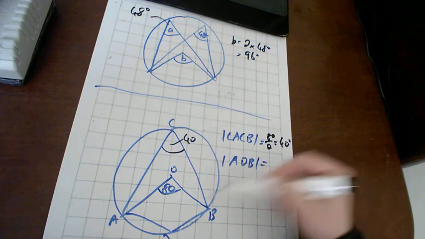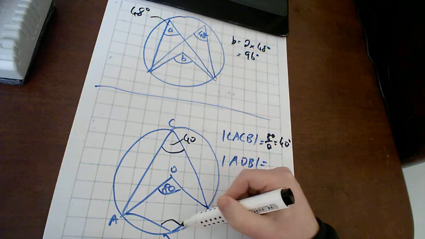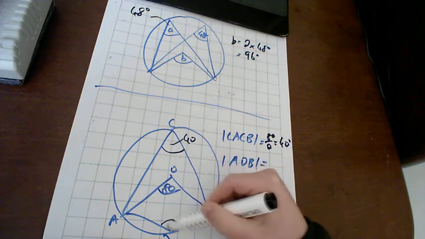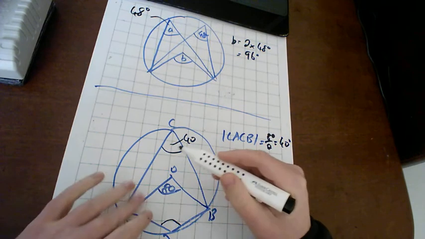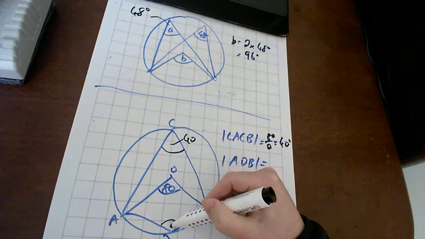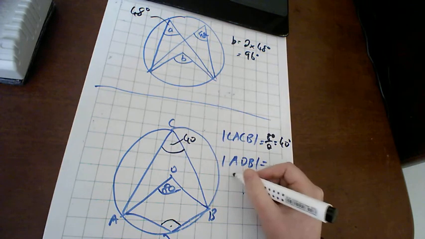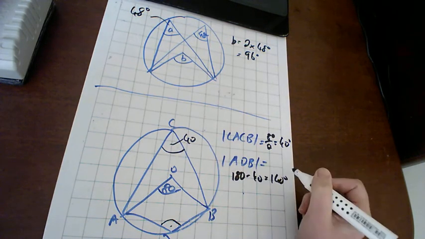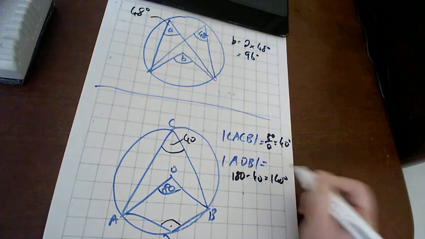And then ADB, this angle here. Now a big mistake: people will say this and this should add up to 180. No, this isn't a cyclic quadrilateral. But if you ignore these middle two lines here, we do have a cyclic quadrilateral. So this and this should add up to 180. So 180 minus 40 is 140 degrees. And that's the final answer for that one.